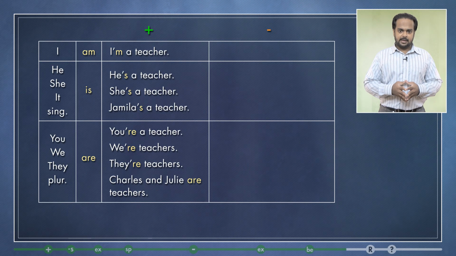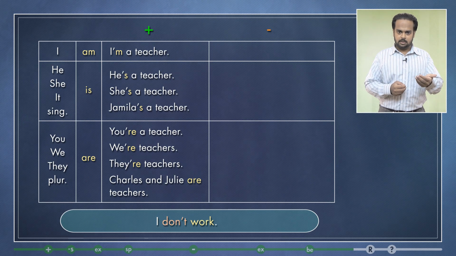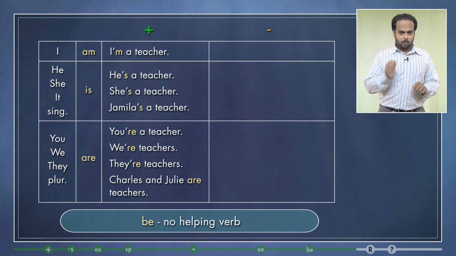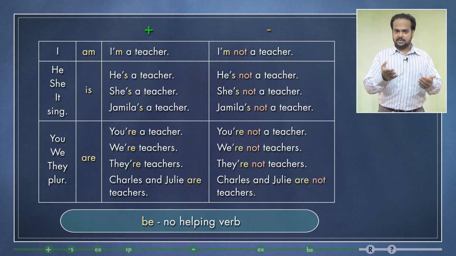The second difference is that the verb be is very strong. What I mean by that is when be is the main verb in a sentence, then it needs no helping verb. Remember, to make I work negative, we say I don't work. So work is the main verb and do is the helping verb. But be does not need a helping verb. And this is important because when you want to make a negative sentence, you add not right after be. You can see this now.